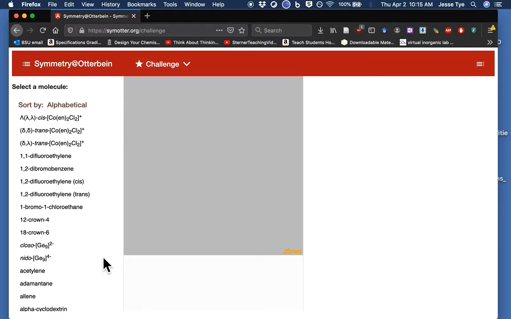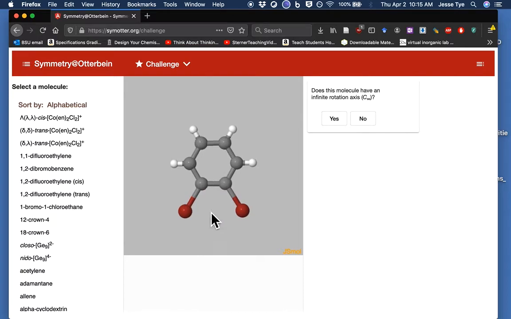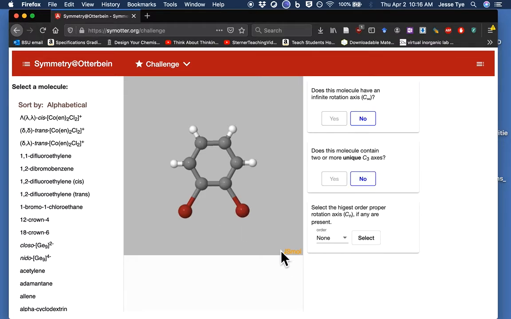So I'll pull down to the challenge tab here, and this is similar to something that I asked you about. This is 1,2-dibromobenzene. First you have to decide, is it a linear molecule? It's not. Linear molecules are at most 4 atoms, and they have to be completely all in a line. So no. Does this contain 2 or more unique C3 axes? There's no C3 axes, so this is an easy no.